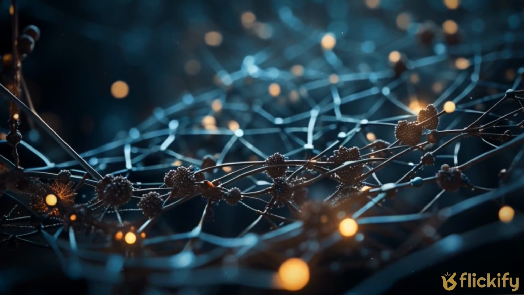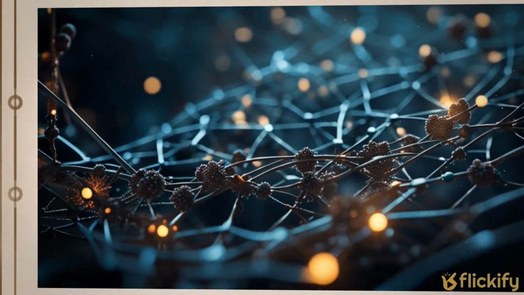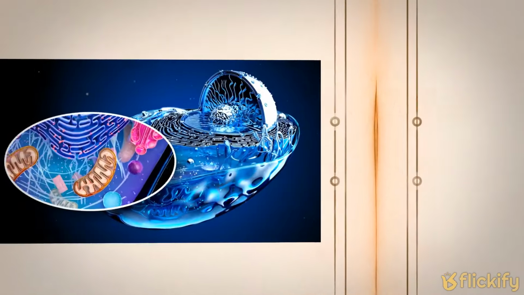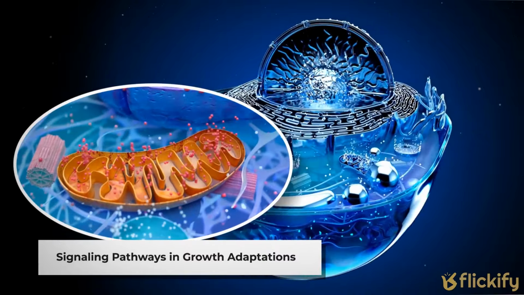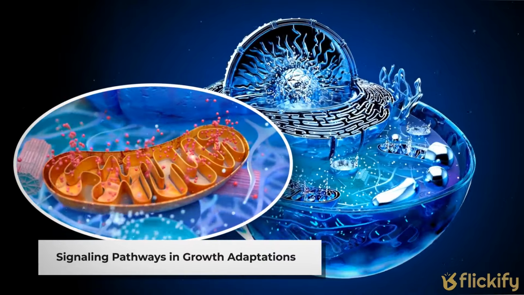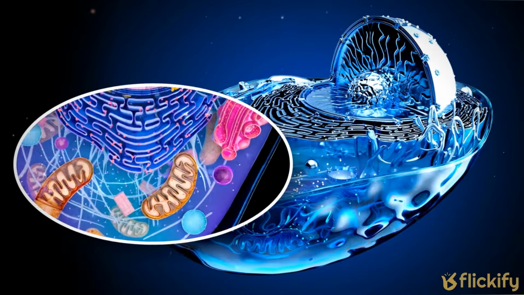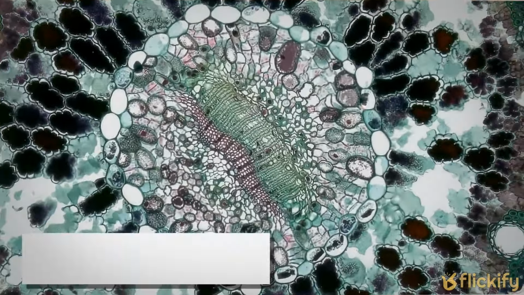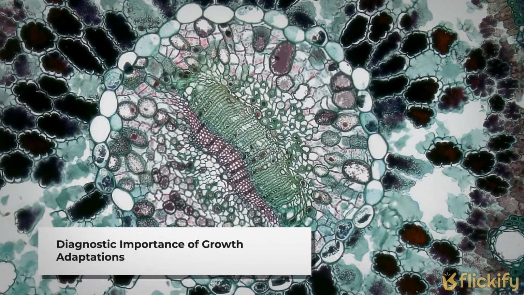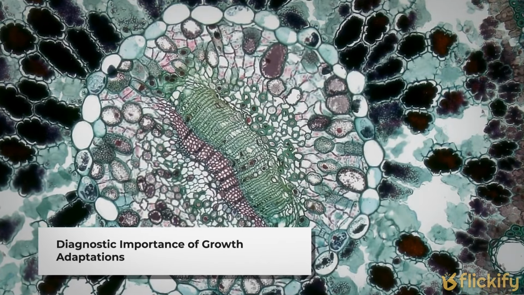Mechanisms of growth adaptation. Various signaling pathways and molecular mechanisms govern growth adaptations. These include activation of growth factors, modulation of gene expression, and alterations in cell signaling pathways to promote cell survival or proliferation. Pathological implications. Disruption in the balance of growth adaptations can lead to pathological conditions. For example, uncontrolled cell proliferation can result in tumor formation, while persistent cell damage can lead to irreversible tissue injury.